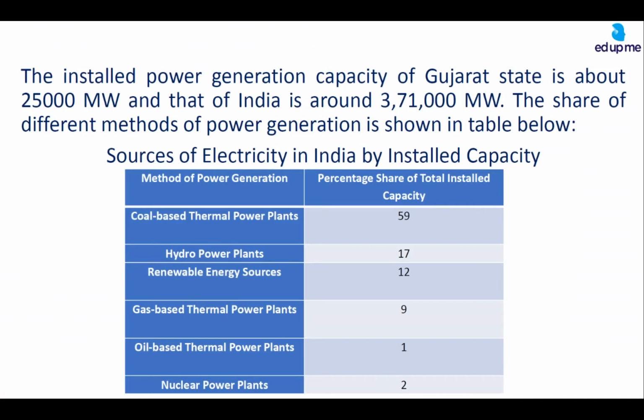If we just see the sources of different electricity, the coal-based thermal power plant is 59%. Hydro power plant takes 17% of the share all throughout India. Renewables are 12%. Gas-based power plants are 9% and oil-based power plants are 1%. Nuclear power right now takes share of about 2%. So we will be concentrating more on coal-based power plant because its share is also more. Next slide.